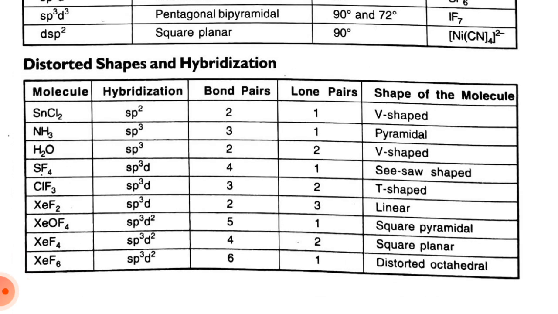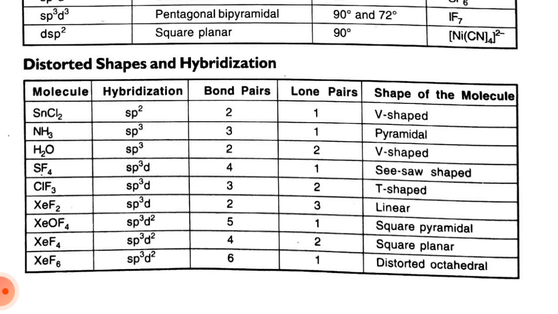Distorted shape and hybridization. Molecule, hybridization, bond pair, lone pair, shape of the molecule. Tin difluoride, SnCl2, hybridization sp2, bond pair 2, lone pair 1, shape is V-shaped. Ammonia, sp3 hybridization, bond pair 3, lone pair 1, shape is pyramidal. Water, hybridization sp3, bond pair 2, lone pair 2, V-shaped.